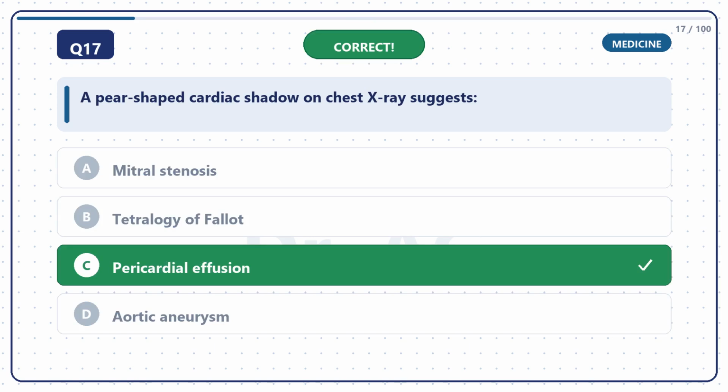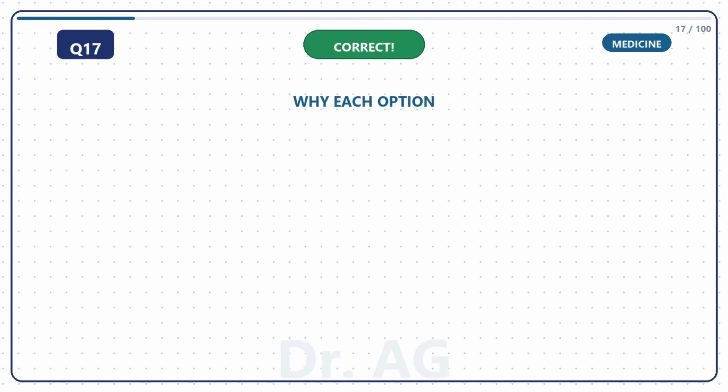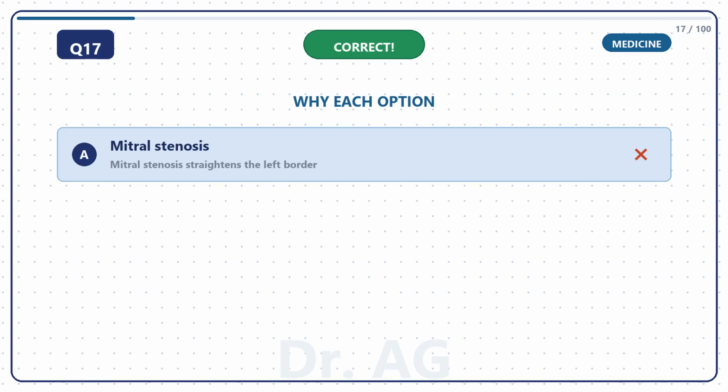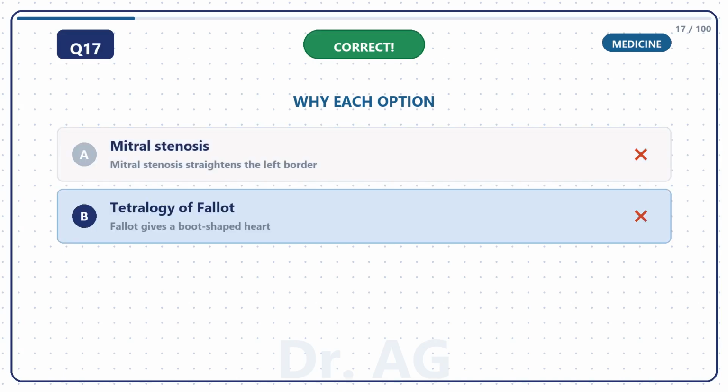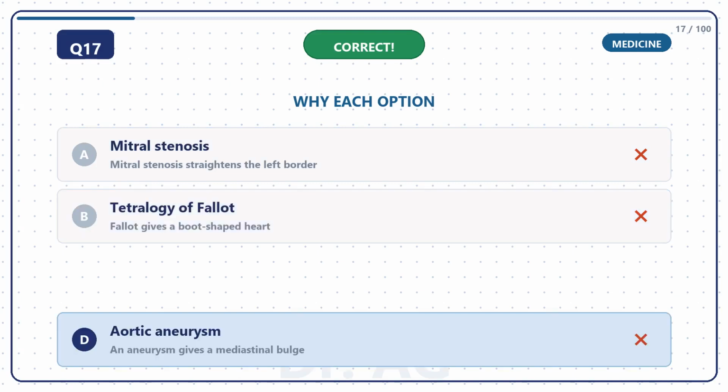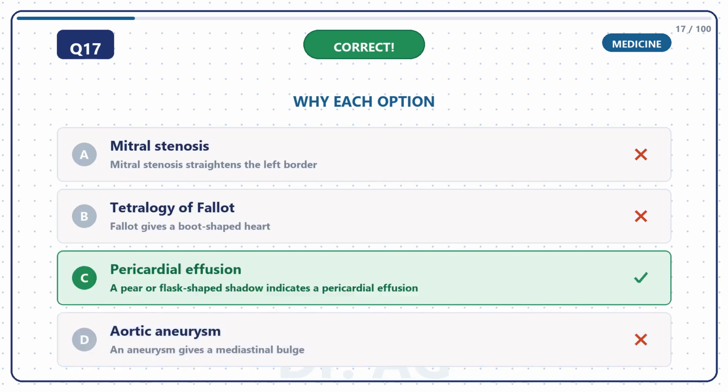The correct answer is option C, pericardial effusion. Let's go through the options. Mitral stenosis. Mitral stenosis straightens the left border. Tetralogy of Fallot. Fallot gives a boot-shaped heart. Aortic aneurysm. An aneurysm gives a mediastinal bulge. And the correct answer is pericardial effusion. A pear or flask-shaped shadow indicates a pericardial effusion. So, the right answer is option C.